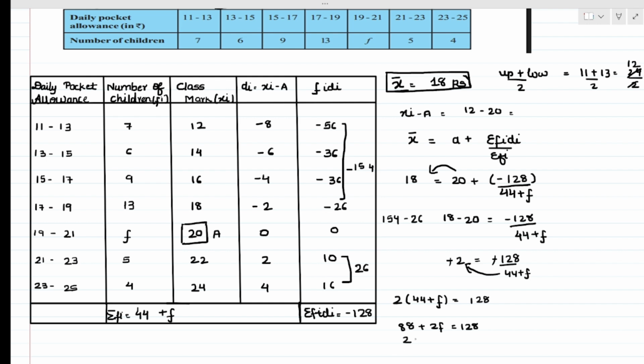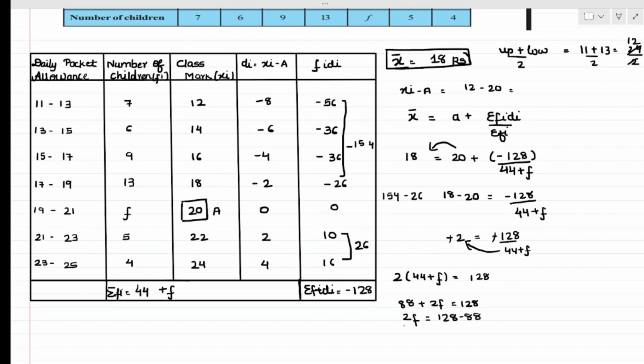Side change, sign change, that means 2f will be equal to 128 minus 88. Now subtract this: 128 minus 88 gives you 40. So you will get 2f equals 40. Now 2 goes into the denominator, so f will be equal to 40 divided by 2. So your answer will be 20. Therefore your missing frequency f equals 20. This way you can find the missing frequency.